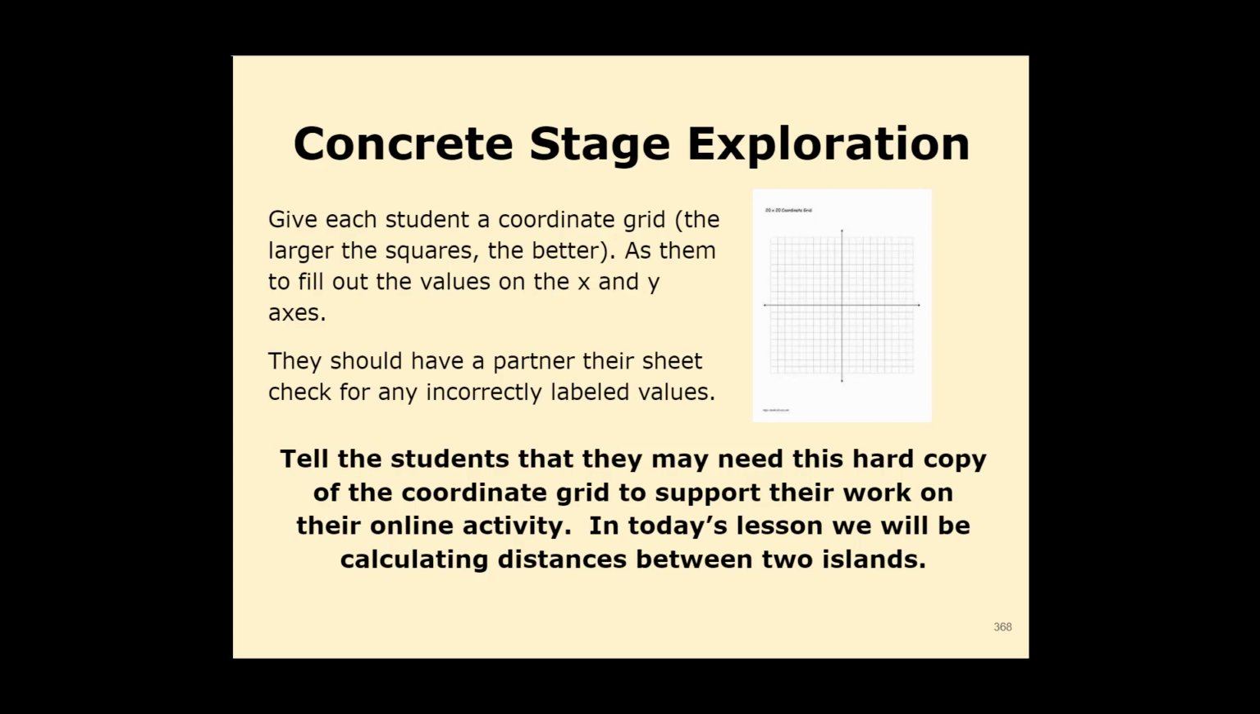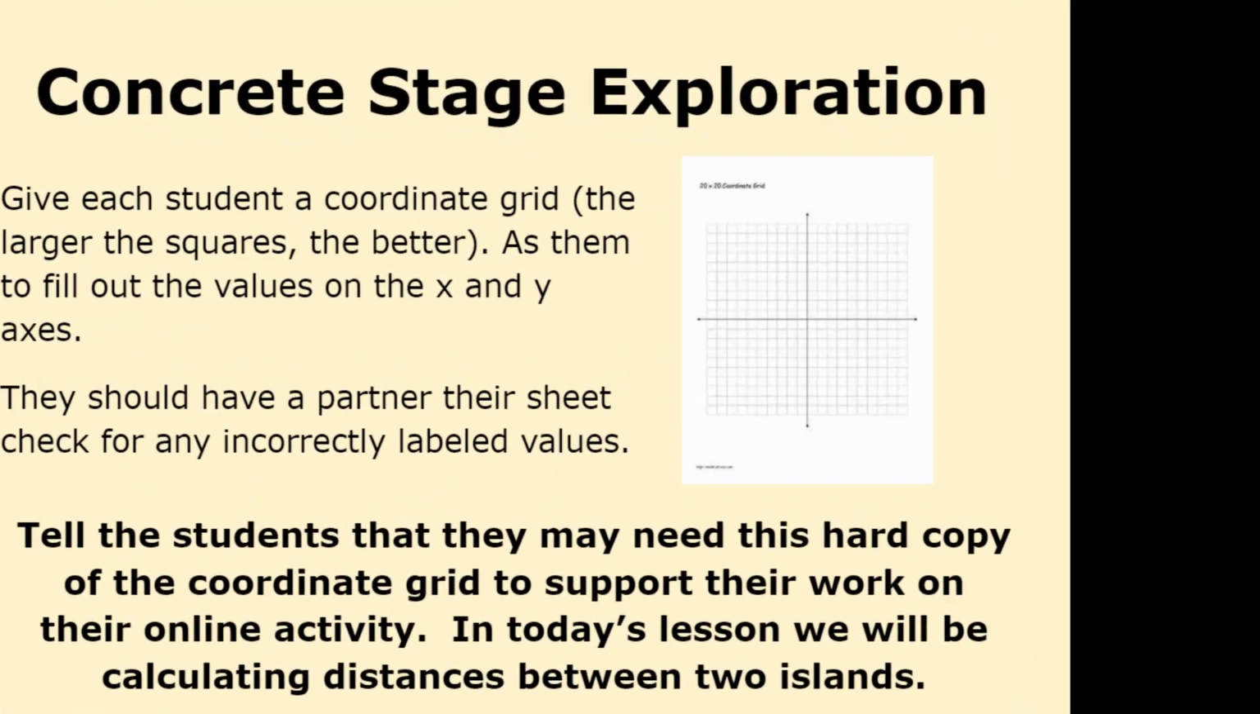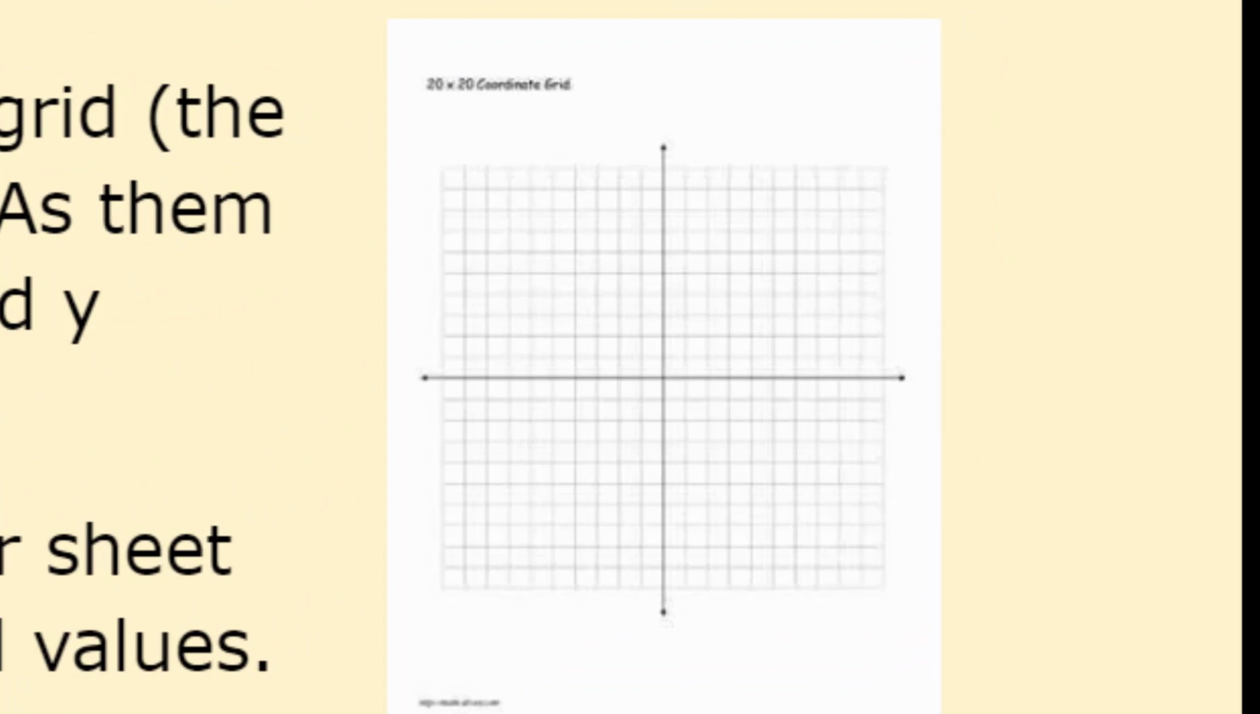If you're able to get a larger piece of paper that has larger squares, the better. It'll be nicer to have larger squares instead of itty-bitty squares, because that can make it more difficult. I would tell them that I want them to fill out the values on the X and Y axis. And then they should have a partner check their sheet to make sure that the labels on the axes are correctly labeled and that they have written the numbers correctly.